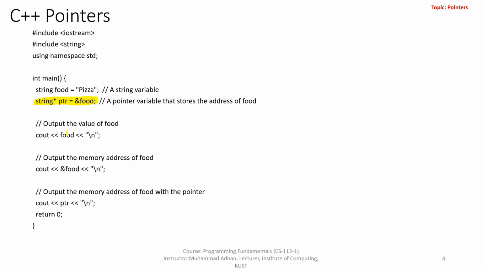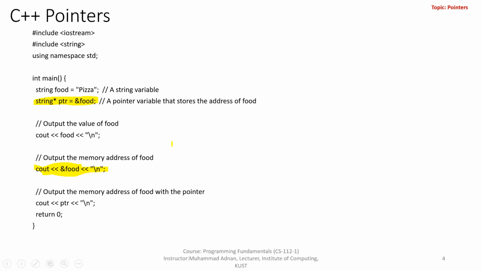But if you want to display the address of the food variable, you can write a reference to output the memory address of food. You can simply write cout << &food. What it will do is output the address of the food variable. But there is another way to display the address of the food variable, and that is to use the pointer. So, output the memory address of food with the pointer. How do you do it? You simply write cout <<, and then you just write the name of the pointer, and you will see the address of the food variable in hexadecimal notation.